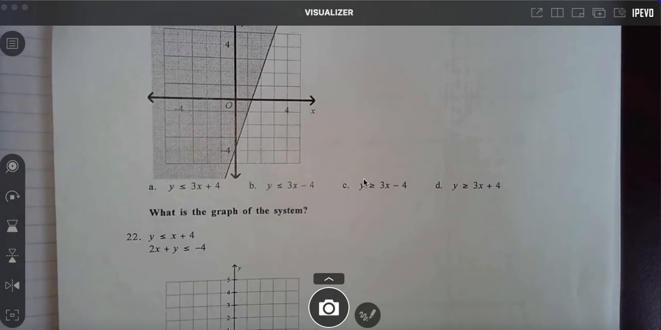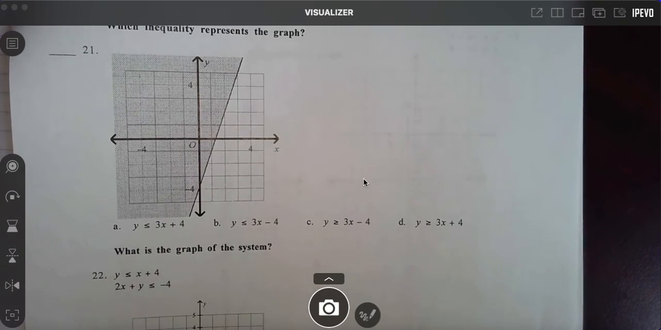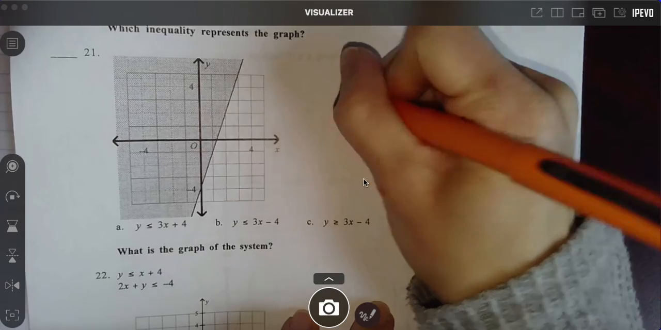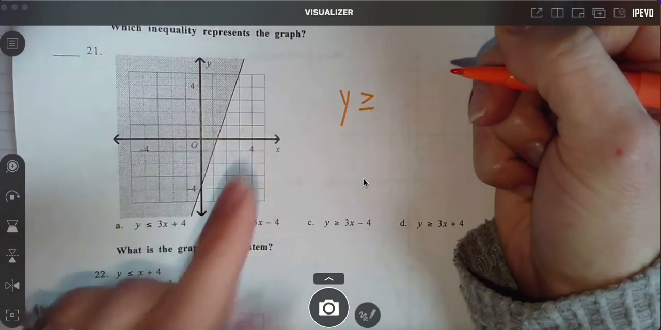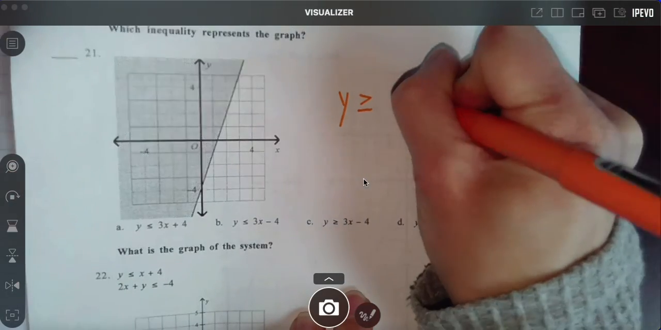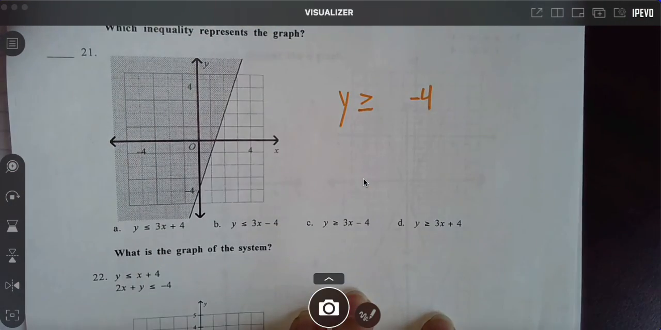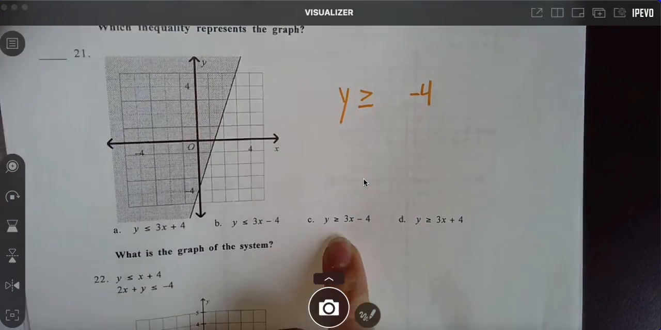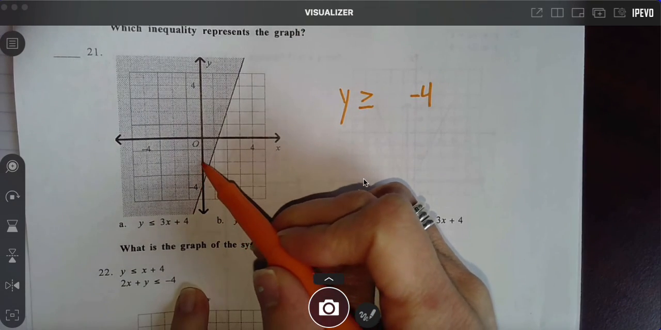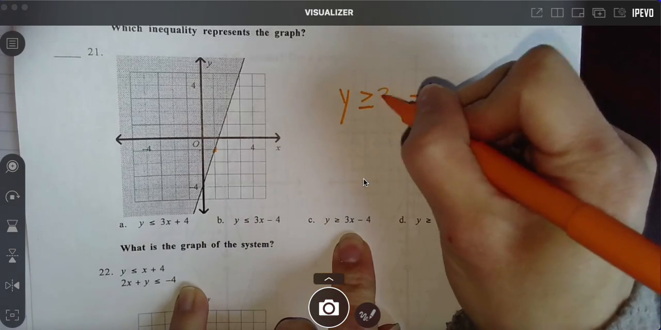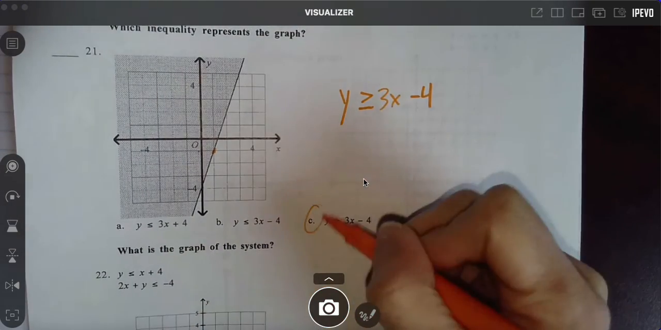Did y'all get number 21? Yes. Oh, good. So your starting point was -4. We know it's greater than or equal to because it's a solid line. We're up above it. My starting point is -4. And I can already tell my answer from that. I'll check it: up 1, 2, 3, and over 1. Okay, so it was C.